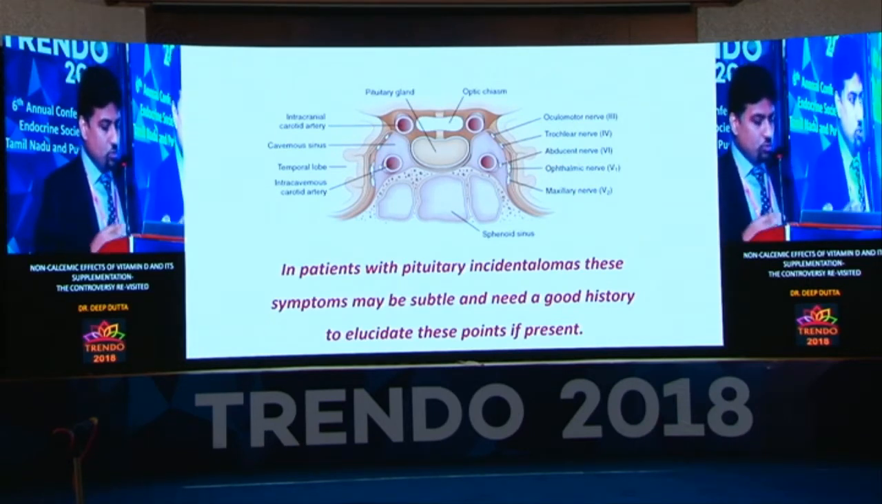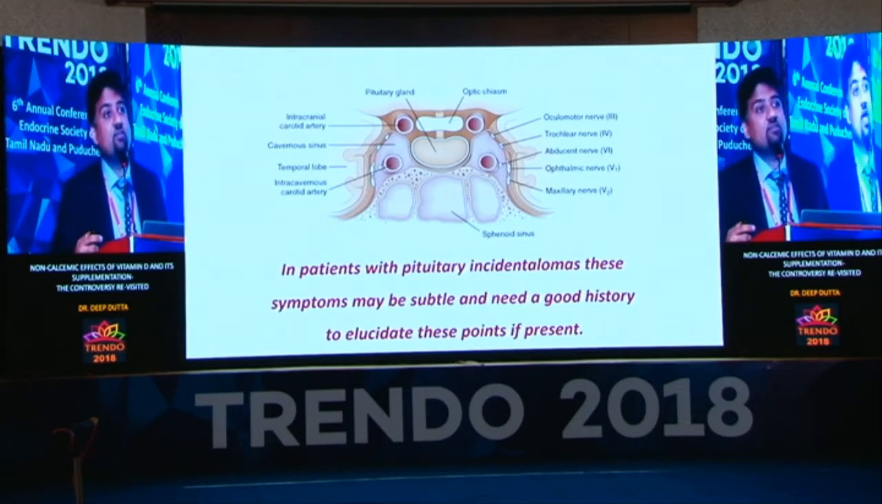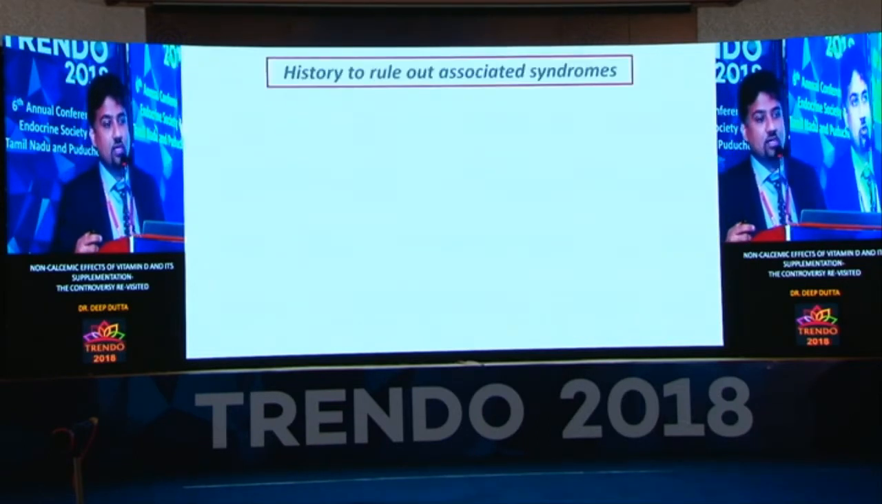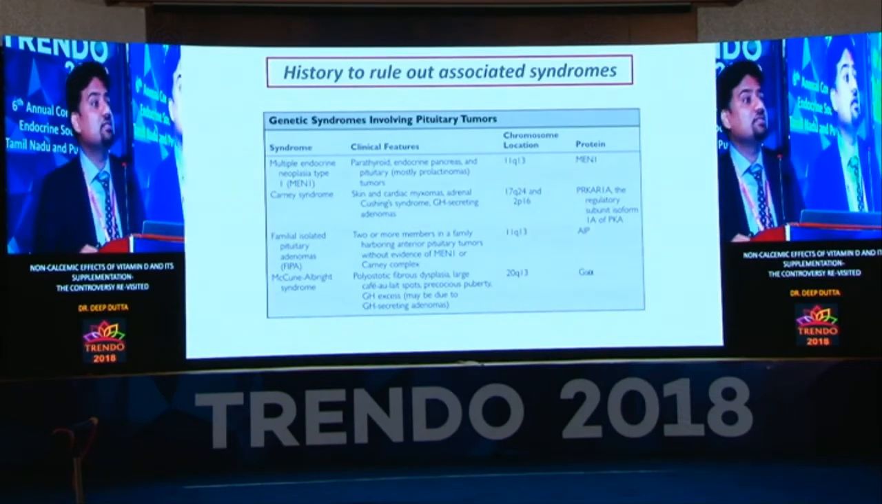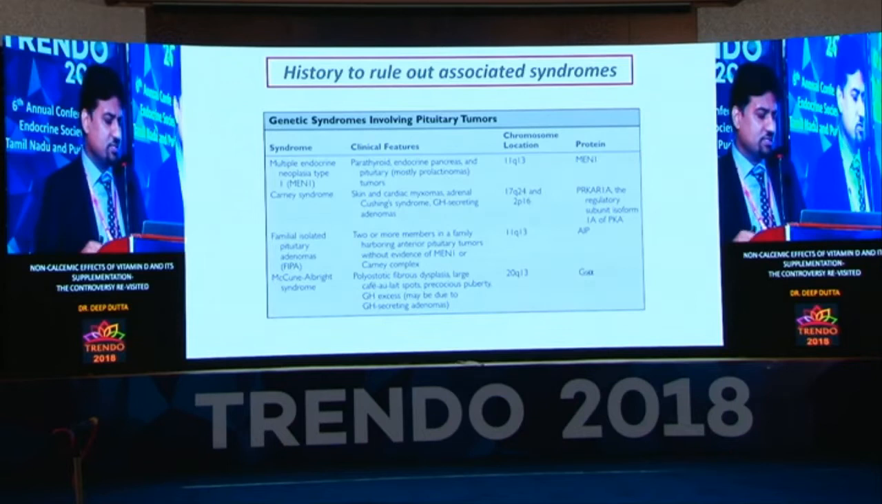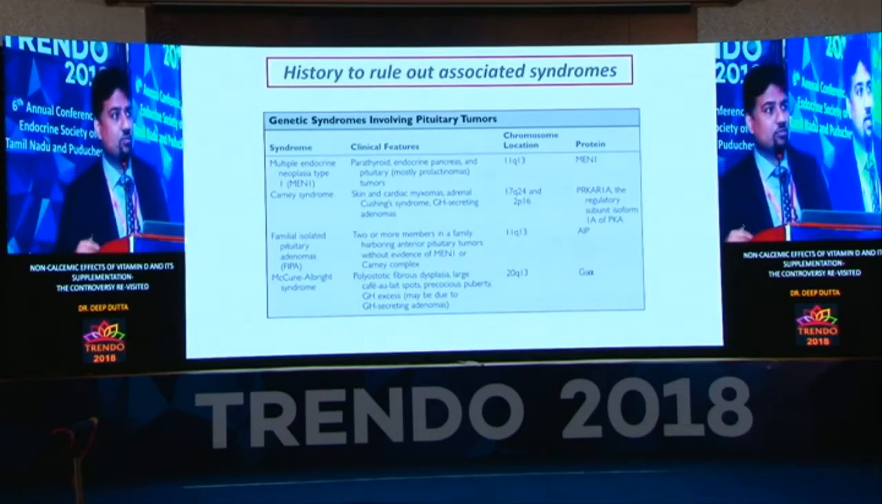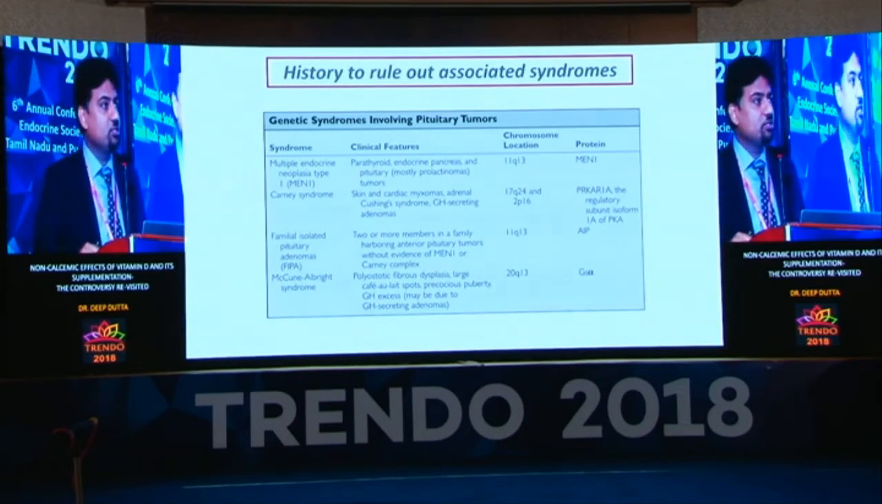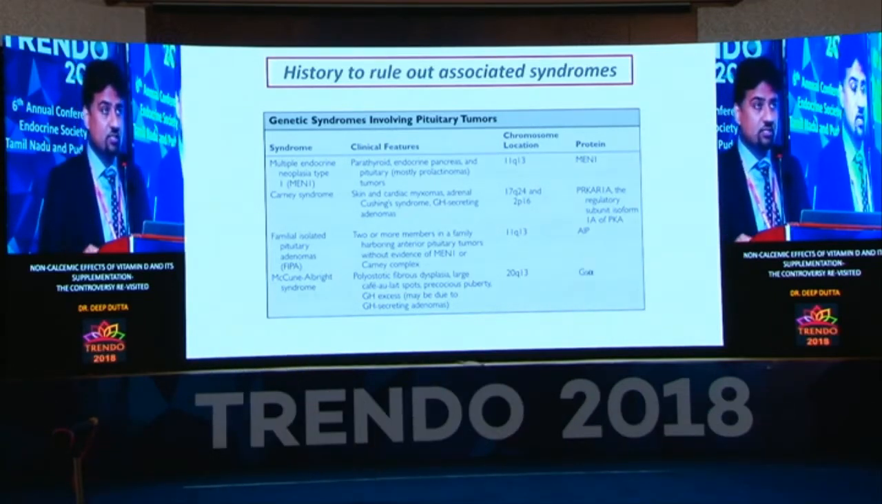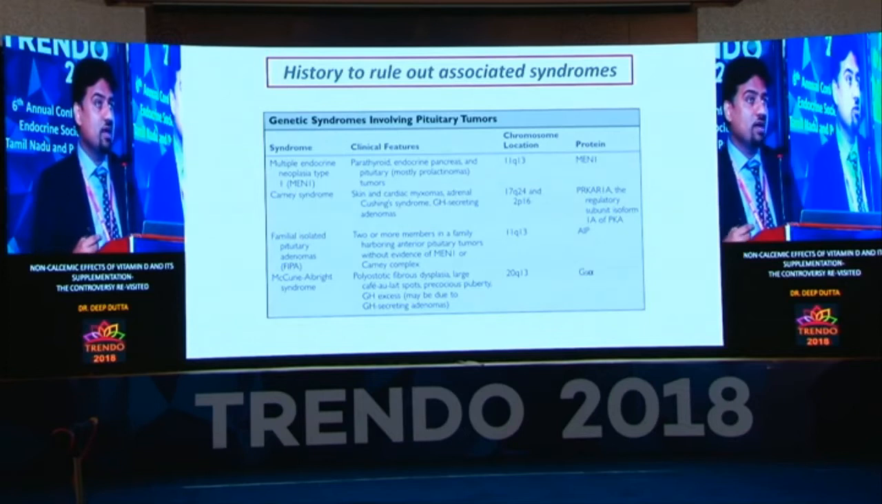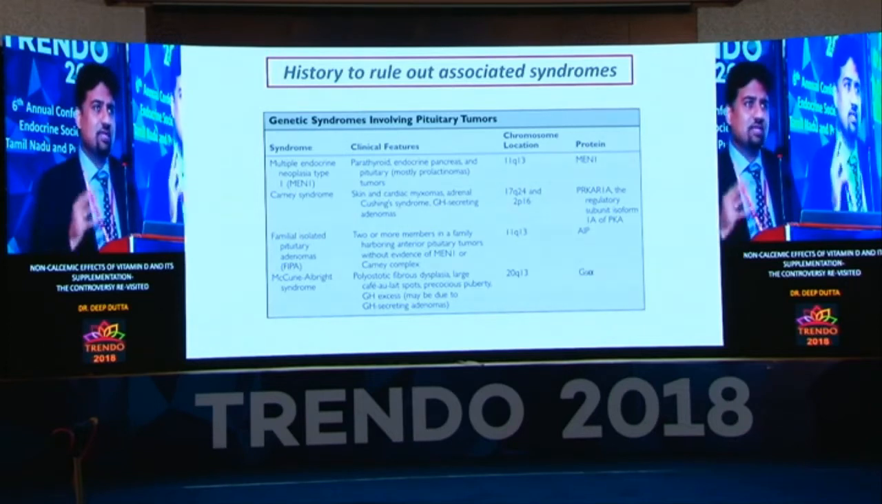Well, these are not the only points in history that we need to ask. If you have a young patient with a pituitary incidentaloma, then you also need to ask relevant history for any syndromic assessment, especially syndromes like MEN1, wherein you would like to ask: did anybody in your family have renal stones? Did anybody have recurrent fractures? Did you have recurrent fractures? Did anybody in your family have tumors in the abdomen? And these kinds of symptoms.